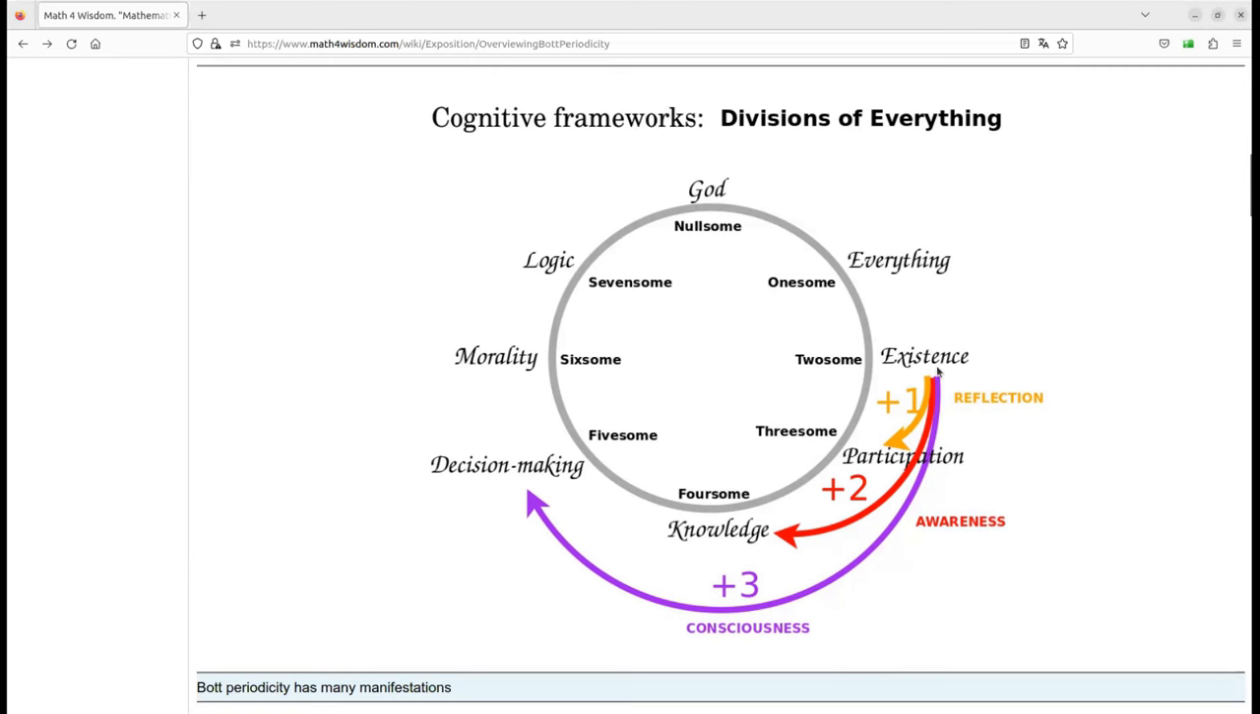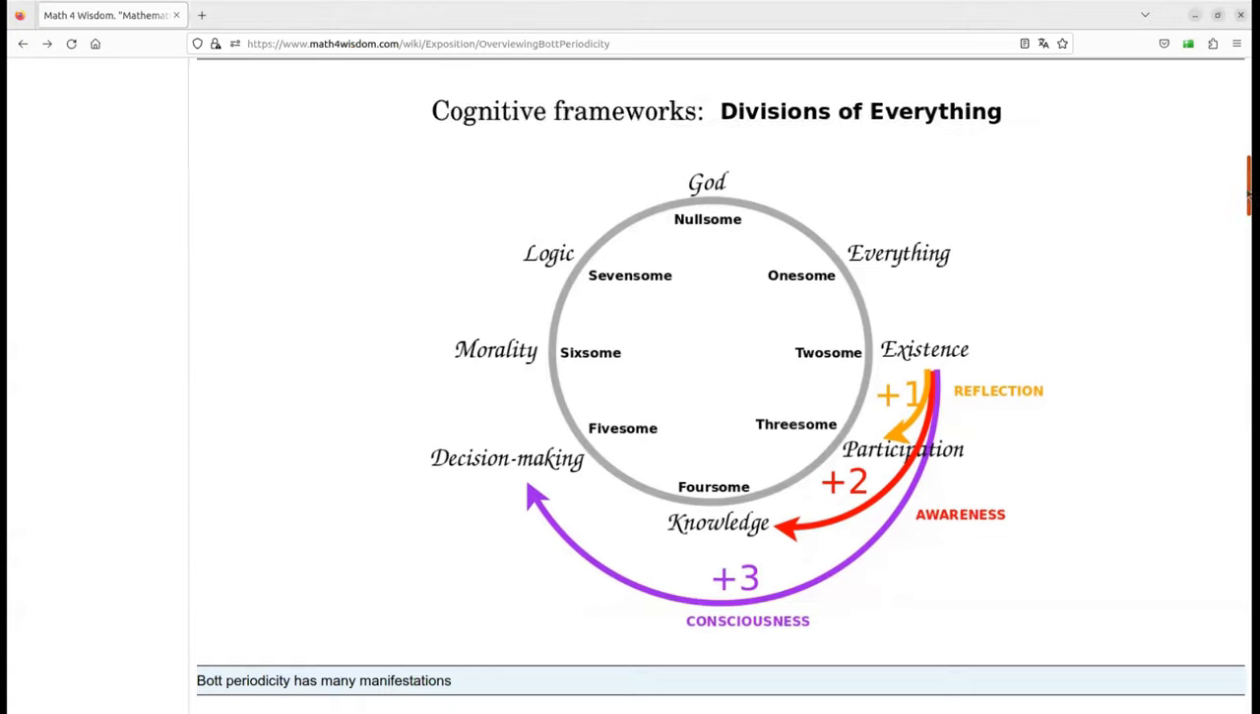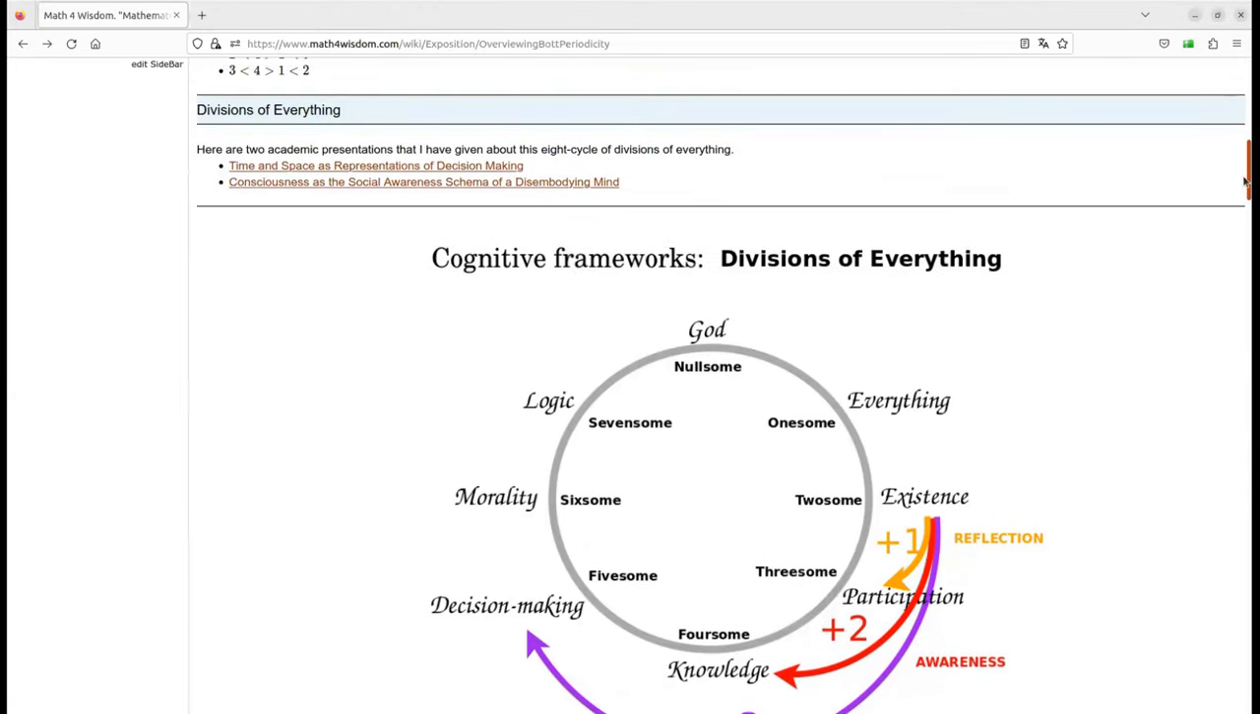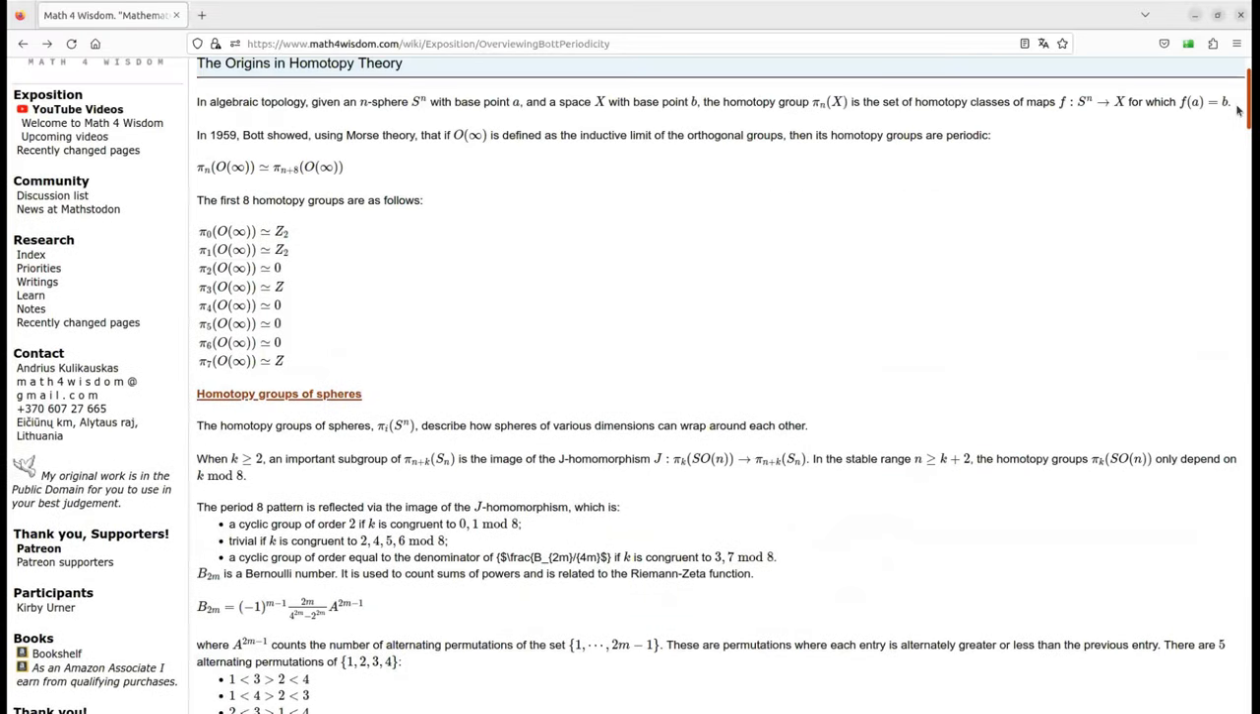Just to say that you have these mental shifts. So if you reflect directly, then you would add one perspective. If you reflected on the reflection, that'd be like consciousness, you get two perspectives. And if you try to balance those, you get three perspectives. And so you end up with these shifts that form this periodic system. So the question is, how would that relate possibly to Bott periodicity when I found out about this eightfold thing?